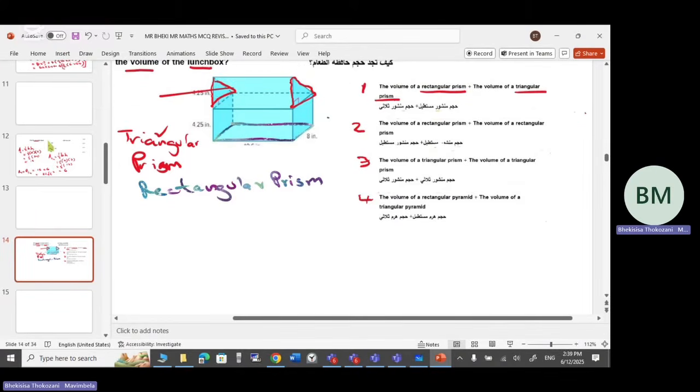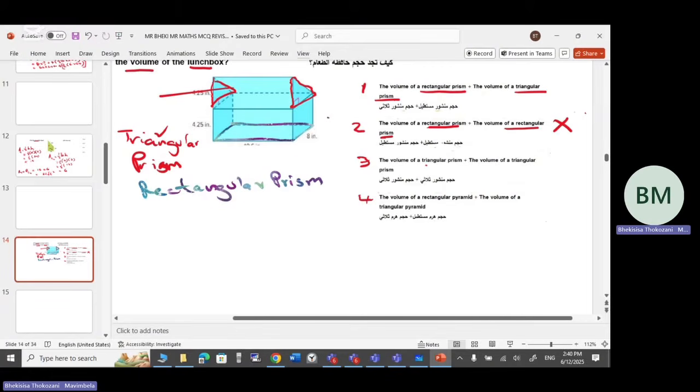So obviously, if I'm looking for a volume, I need to add both. I need to find the volume of a triangular base, and also try to find the volume of a rectangular base. Let's see now which statement best describes that. The first one seems to be good. I don't want to take it for now. Let's leave the next one. The volume of a rectangular prism plus the volume of a rectangular prism. No, these are the same thing. So this will not be true.